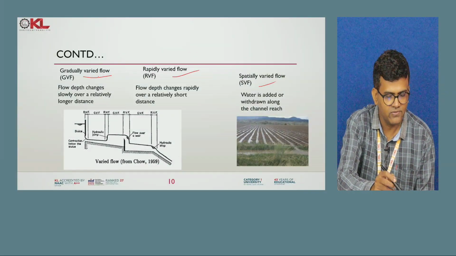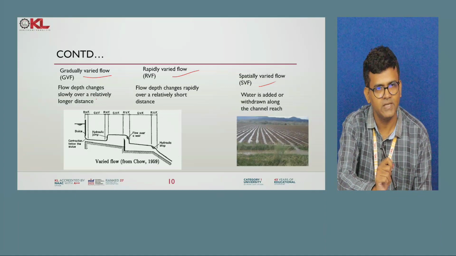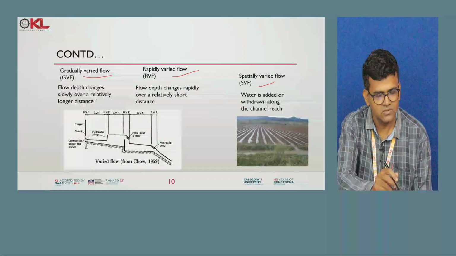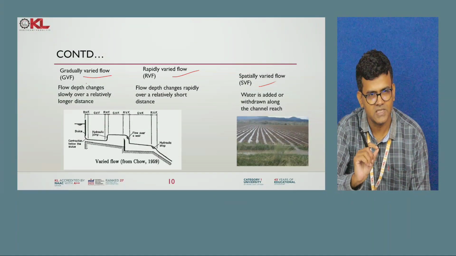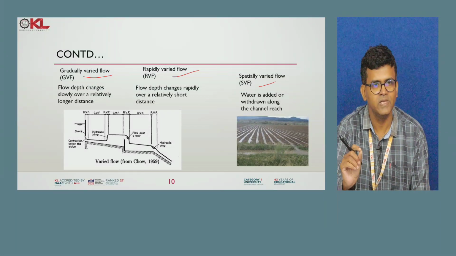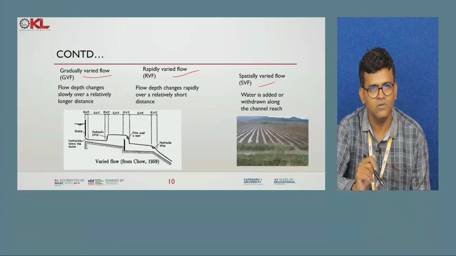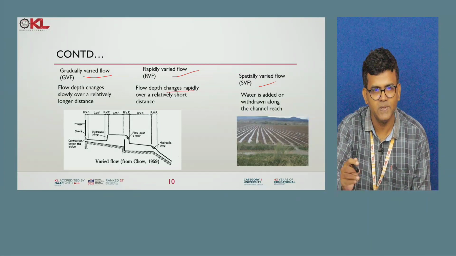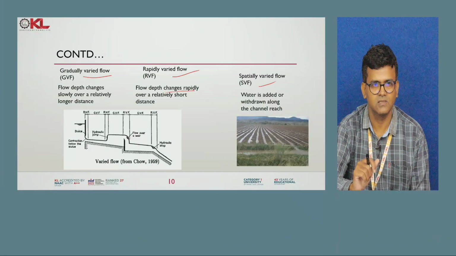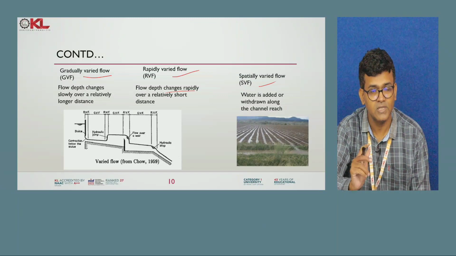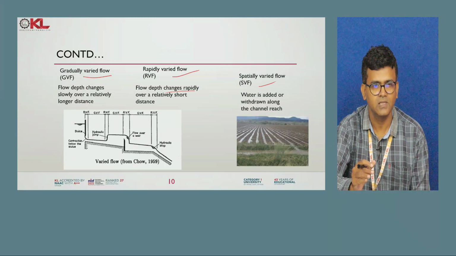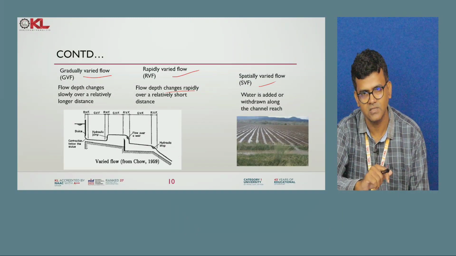In gradually varied flow, flow depth changes slowly over a relatively longer distance. So in gradually varied flow, flow depth is changing but slowly over a relatively longer distance. While in rapidly varied flow, the flow depth changes rapidly, quickly over a shorter distance.